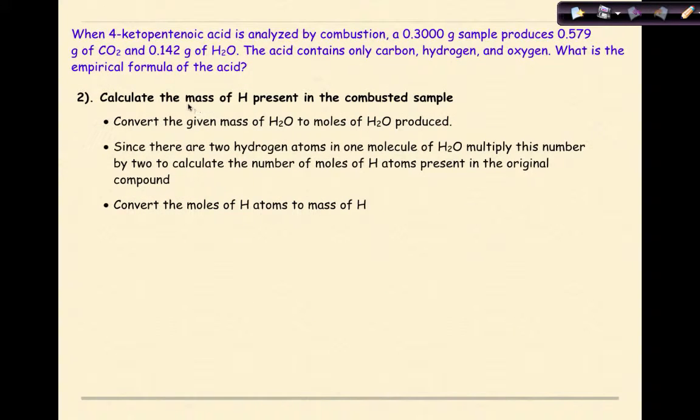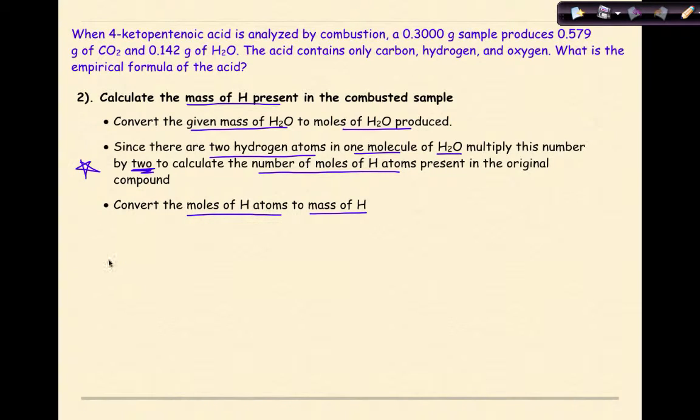Calculate the mass of the hydrogen present in the combusted sample. Convert the given mass of water to moles of water produced. That's going to be step 1. Since there are 2 hydrogen atoms in one molecule of water, multiply this number by 2 and calculate the number of moles of hydrogen atoms present in the original compound. This is a key situation right here. Very, very key. Convert the moles of hydrogen atoms into mass of hydrogen.